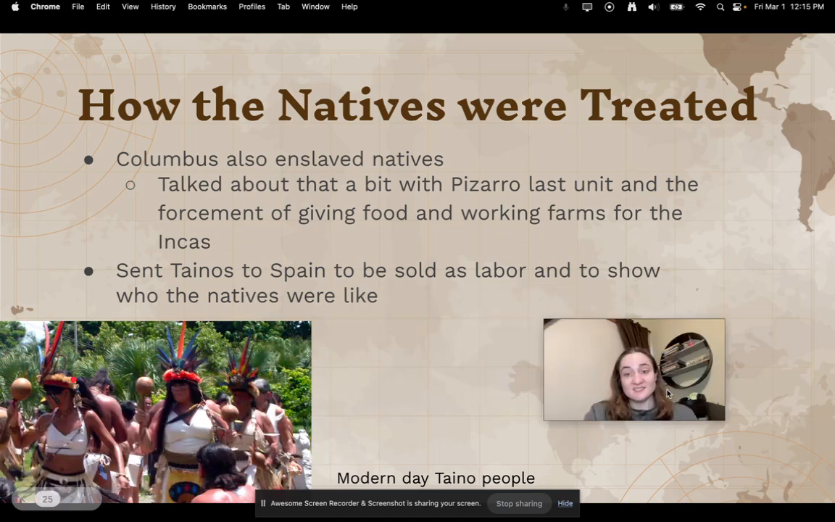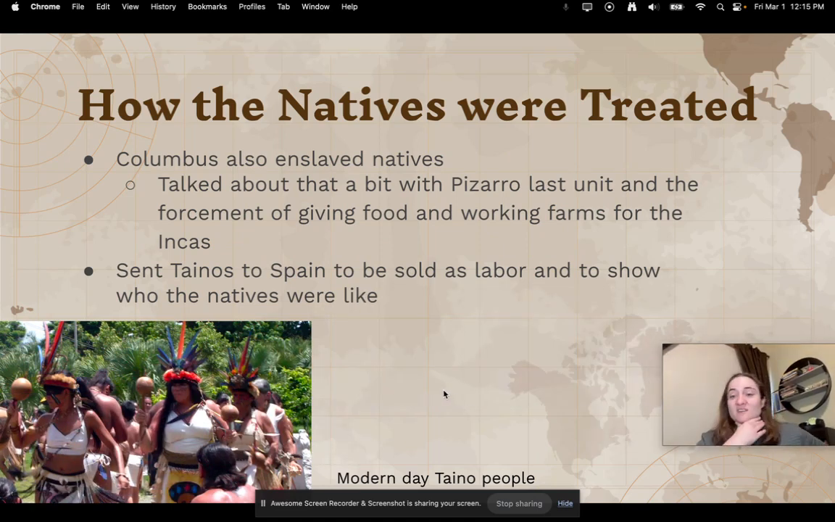So, because of this decree, Columbus would then start to enslave the natives. So we talked about that a bit with Pizarro last unit in the enforcement of giving food and working farms for the Incas. Columbus also enslaved the Taino people and sold them to the Spanish as labor, and also would ship some of them to Spain to show the royal courts who the native people were that he was enslaving.